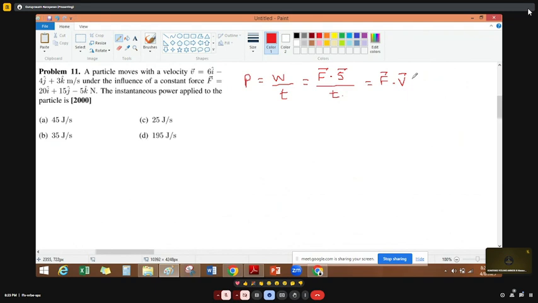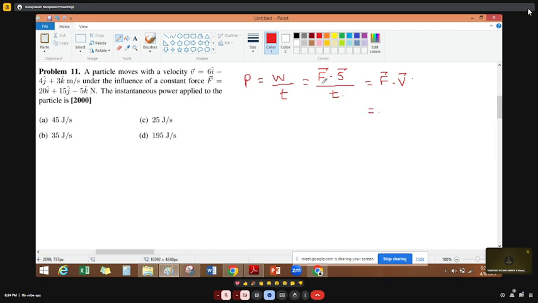S by T is velocity. So that means power can be written as F dot V. If not, at least now note it down. If you know this method also, it's good. Okay, so it's easy.